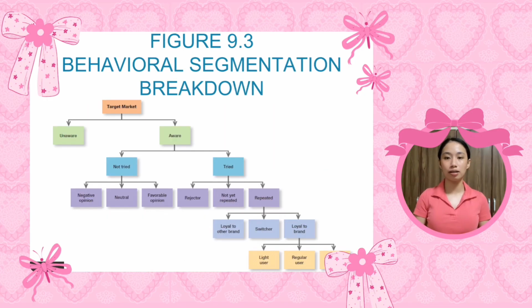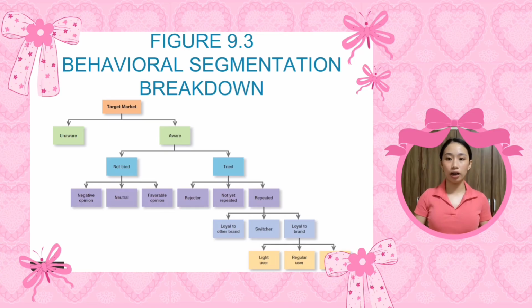Next, I'll be discussing figure 9.3, which illustrates the breakdown of behavioral segmentation. Behavioral segmentation categorizes consumers based on their awareness, product experience, and usage. It starts with the target market, which is divided into unaware and aware customers. Unaware consumers need marketing efforts to increase awareness, while aware consumers are further divided into those who have not tried and those who have tried the product.